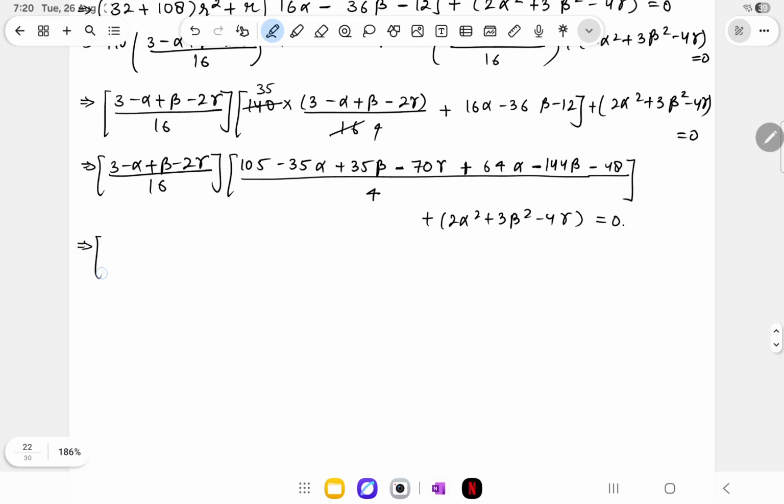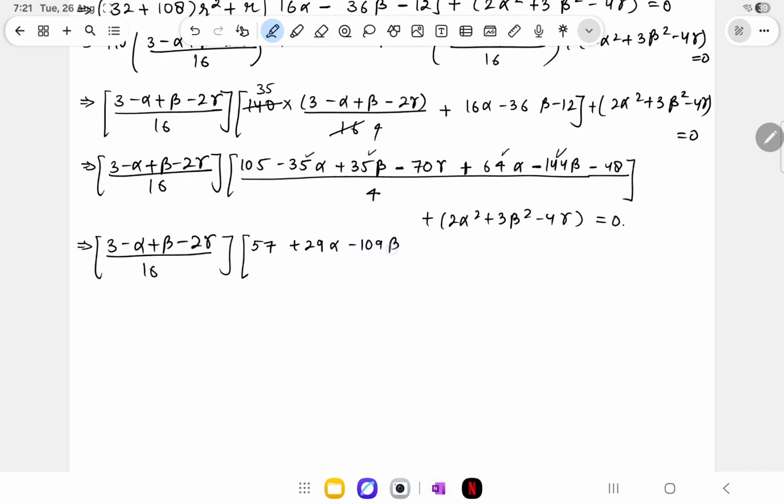If I simplify it further, I'll get (3 minus alpha plus beta minus 2 gamma) by 16 into 105 minus 48, which is 57, and 64 minus 35, which is 29 alpha, and 35 minus 144, which is 109 beta, minus 70 gamma, divided by 4, plus 2 alpha square plus 3 beta square minus 4 gamma equals 0.